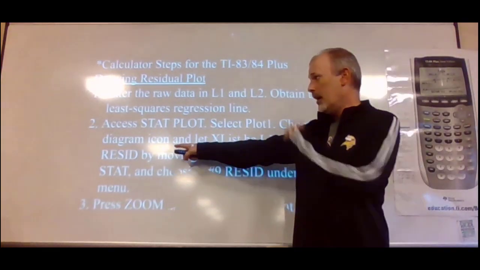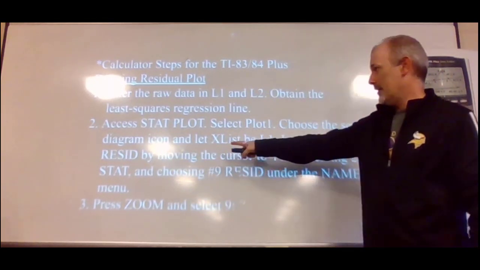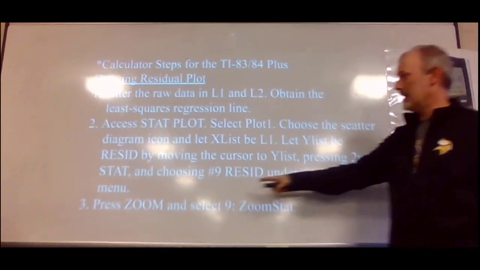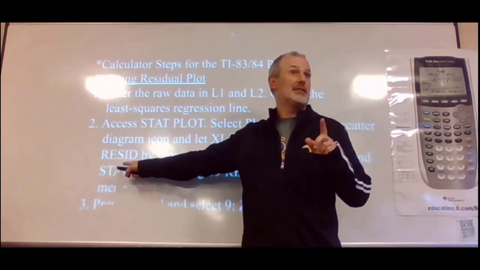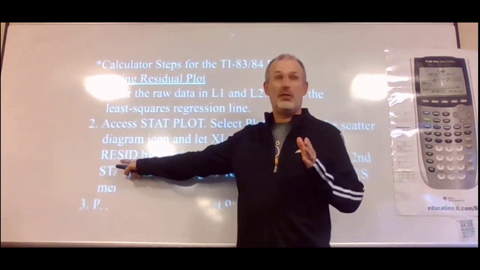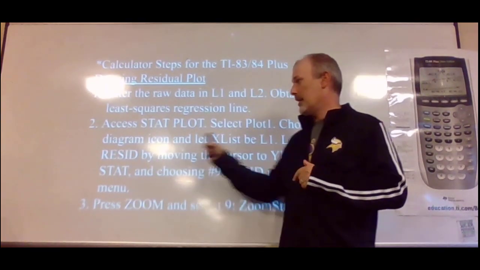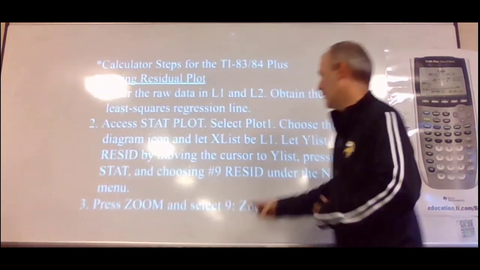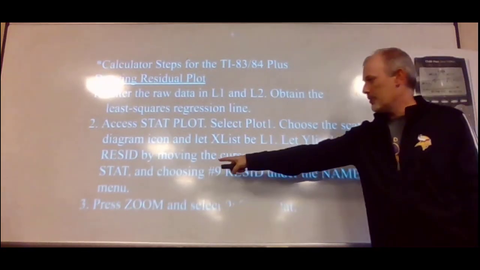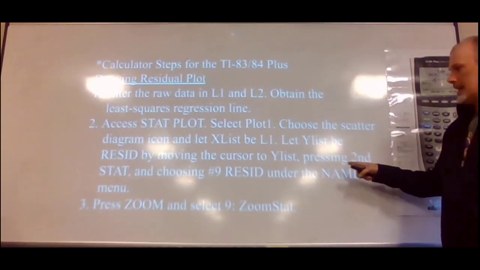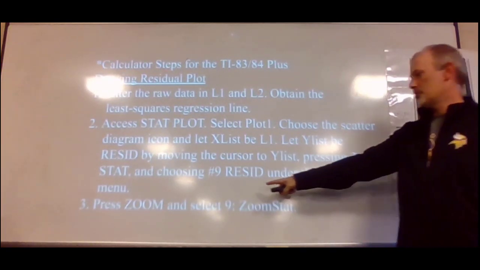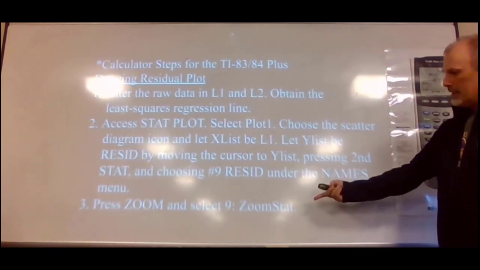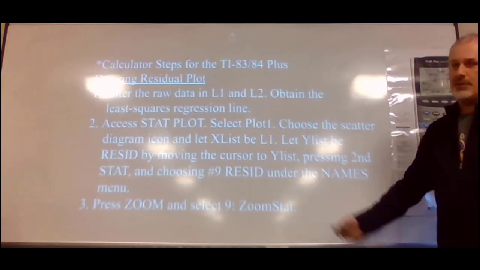Choose the scatter plot. We did that last week. Let X list be L1. That was the same as last week. Let Y list be residual. This is going to be where it gets different, because we're graphing the residual compared to the X values rather than the Y value compared to the X values. Okay? And this is how you do it: moving the cursor to the Y list and pressing second stat. I'll show you how to do that in a second. And choosing number 9 for residual under the names menu. Then we'll press zoom and number 9 for zoom stat. So that is going to be the process.